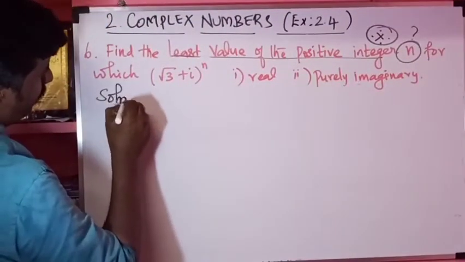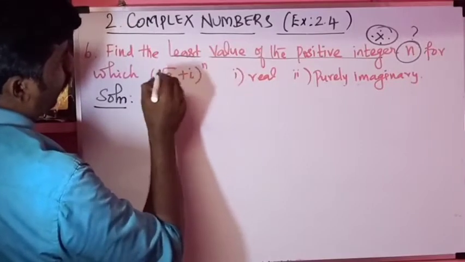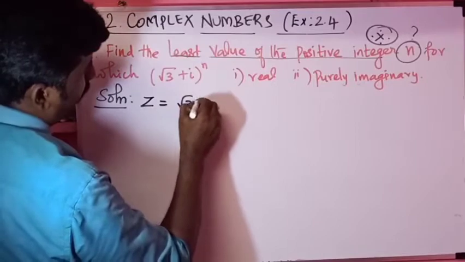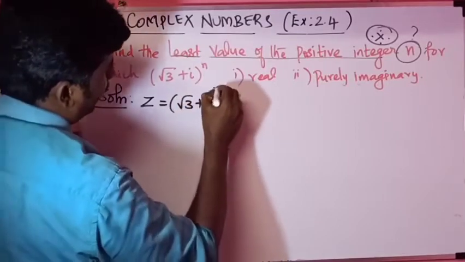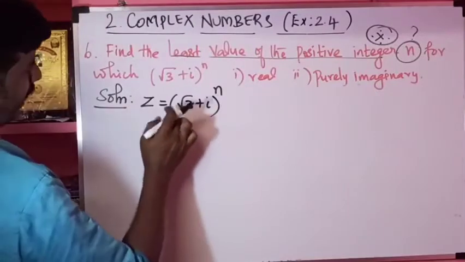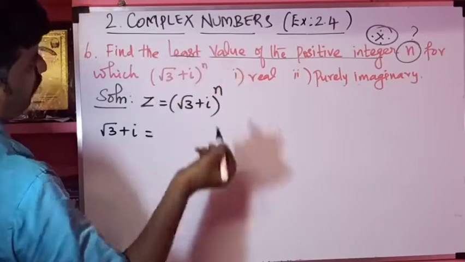Solution பாருங்க, கொடுத்திருக்கிற இந்த √3 plus i the whole power n இருக்கு இல்லையா, அது அப்படியே z அப்படின்னு எடுத்துக்கிறோம். √3 plus i the whole power n, இத என்ன செய்றோம்? z அப்படின்னு எடுத்துக்கிறோம். இப்போ என்ன செய்றோம் பாருங்க, இந்த √3 plus i இருக்கு இல்லையா, அதுக்கு மட்டும் polar form எழுதுறேன்.